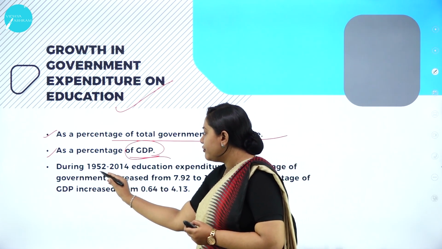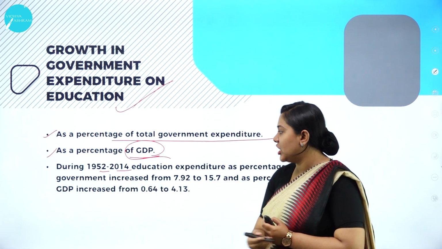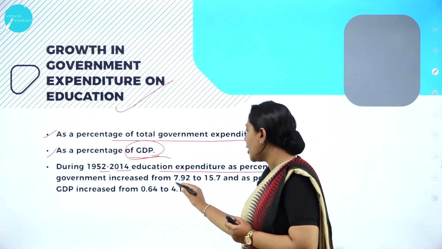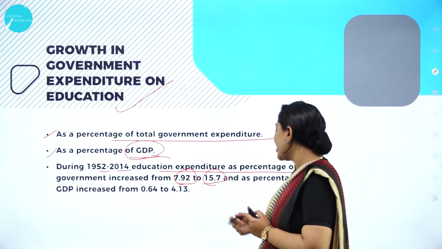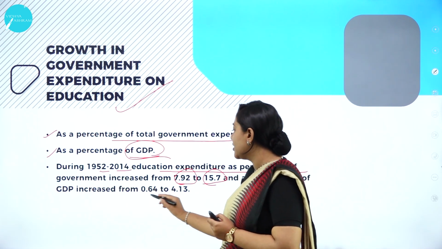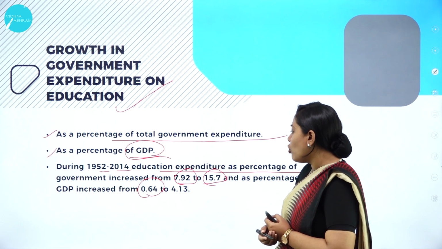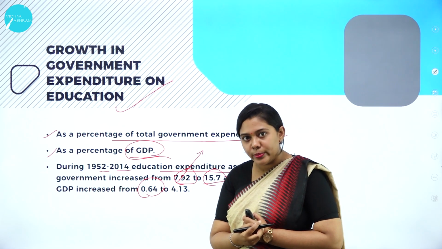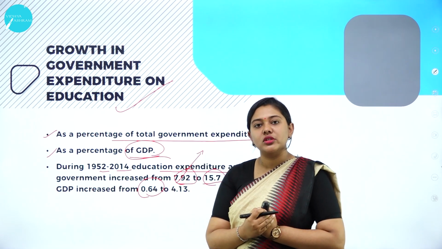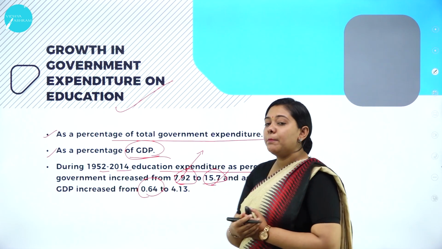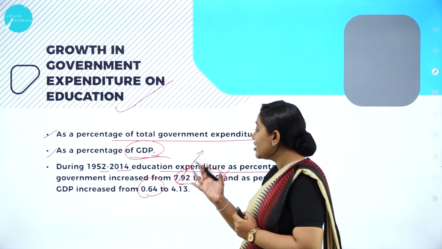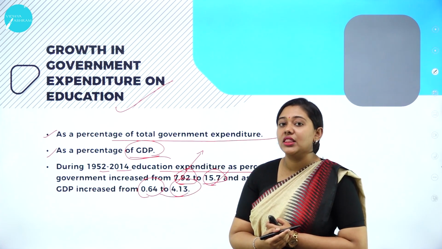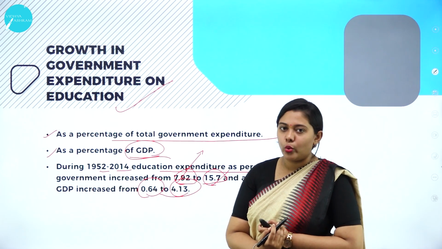During 1952 to 2014, education expenditure as a percentage of government expenditure increased from 7.92 to 15.7%, and as a percentage of GDP it increased from 0.64 to 4.13. Earlier, they only invested 7.92% and they have increased the expenditure on education to 15.7%. What is the output that we have got? It has increased to 4.13. So this is the stats that they are showing.